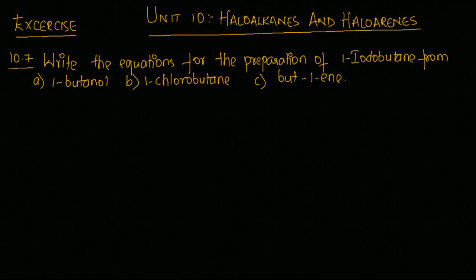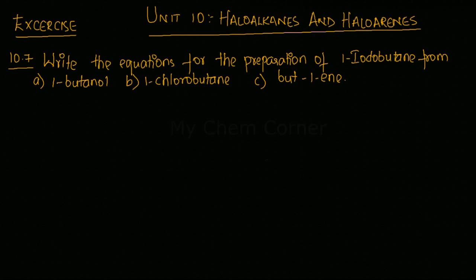Next is question number 10.7. It reads, write the equations for the preparation of 1-iodobutane from 3 compounds given here: 1-butanol, 1-chlorobutane and but-1-ene. So here they are asking us to prepare 1-iodobutane. It's a common product that you have to prepare, but our starting materials or the reactants are different.